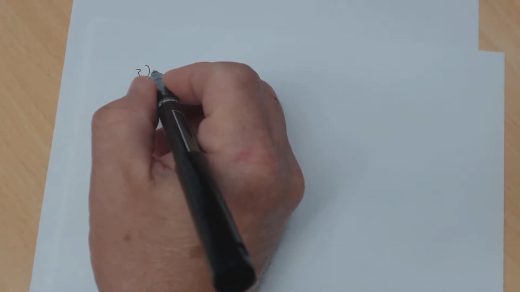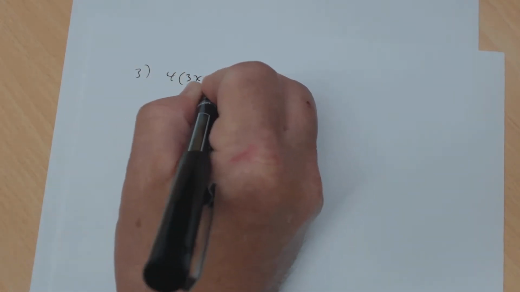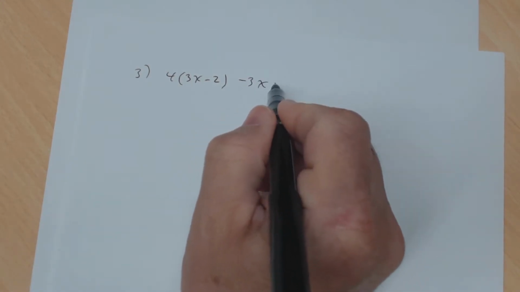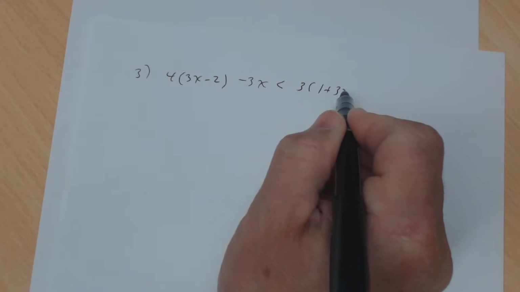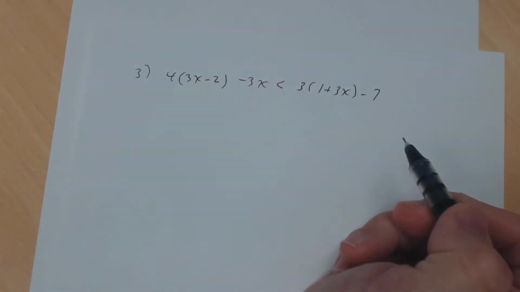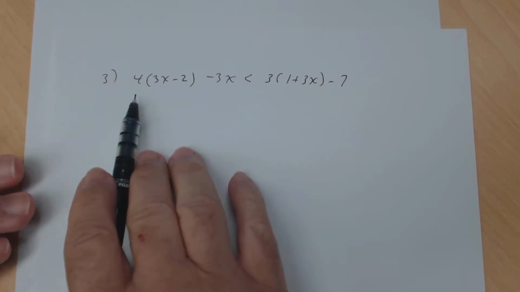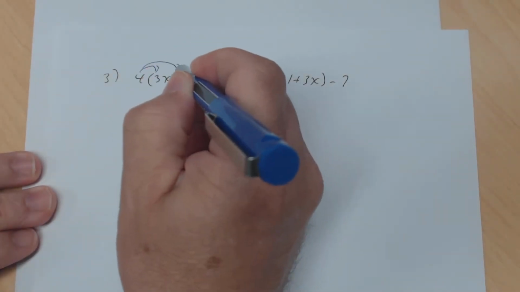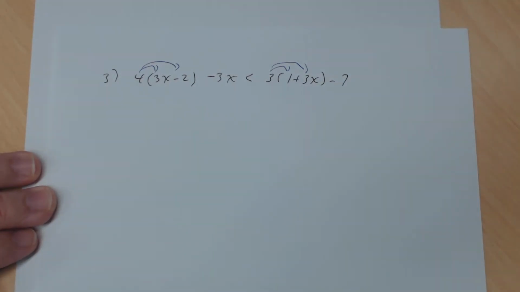All right, suppose we had 4 times 3x minus 2, minus 3x is less than 3 times 1 plus 3x minus 7. All right. So notice I have some parentheses here, so I'm going to use the distributive property. So I'm going to distribute the 4 here, and I'm going to distribute the 3 here.